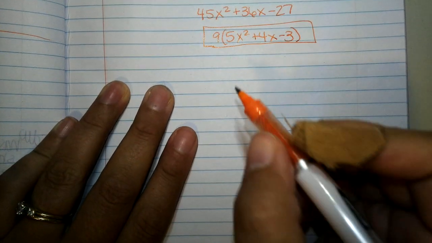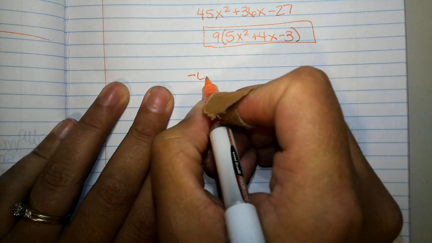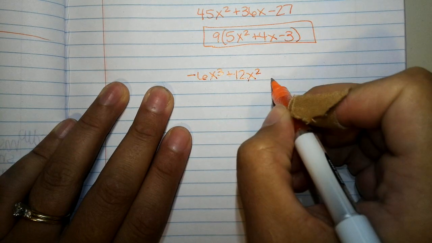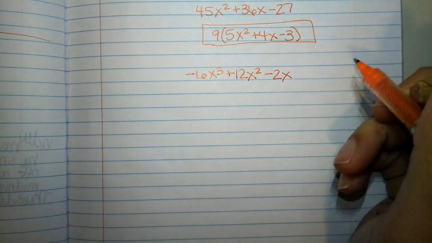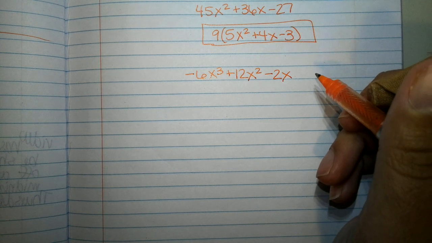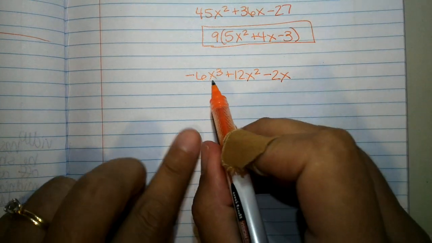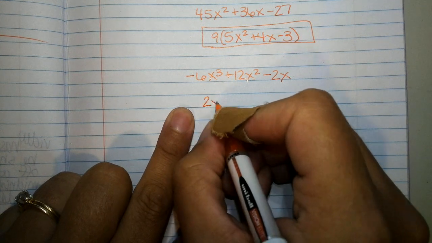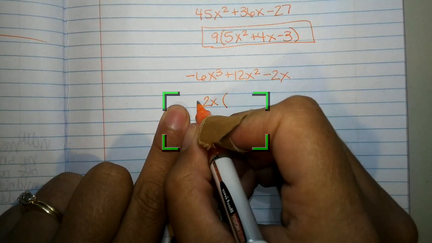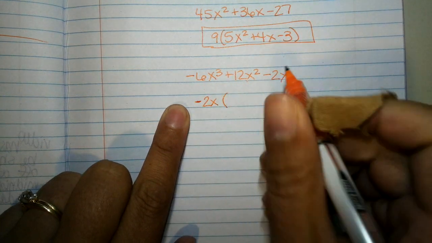Okay, last one of these. I've got negative 6x cubed plus 12x squared minus 2x. Looks like I'm just factoring out a 2, but if you notice, they also have an x in common, and I never want to start with a negative inside my parentheses, so I'm going to factor out a negative, which means I'm changing the sign on everything.